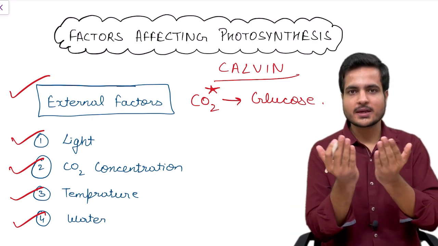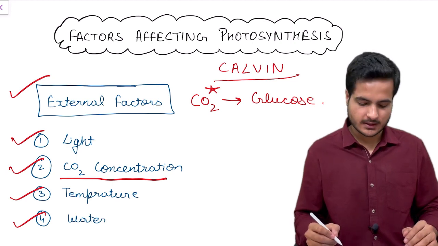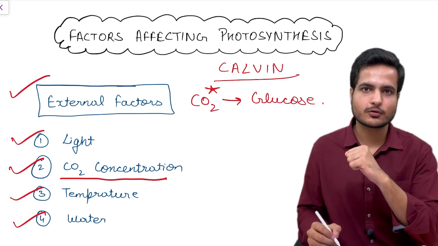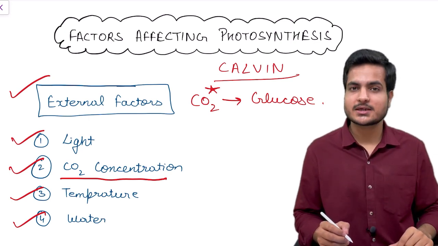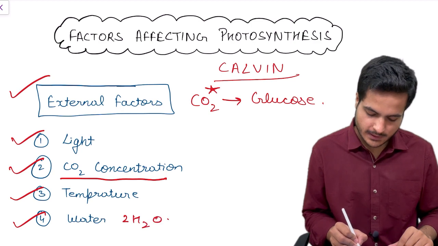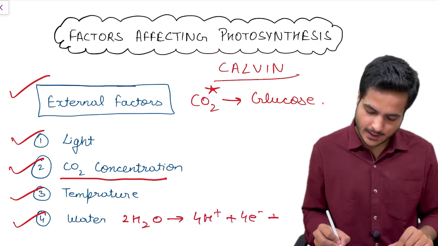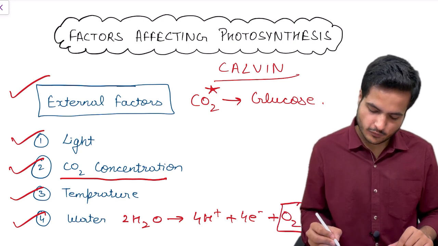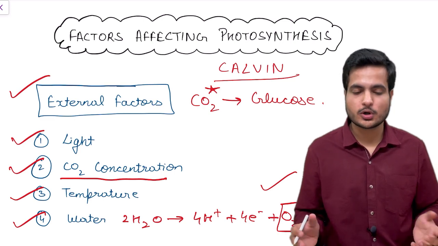But once the stomata are closed, how will carbon dioxide enter inside the leaves? Therefore, water impacts the rate of photosynthesis this way. And also, in the light reaction, that is stage 1 of photosynthesis, we know that water is split into 4 protons, 4 electrons and oxygen gas. And therefore, for this process to continue, which is called splitting of water, we require water.